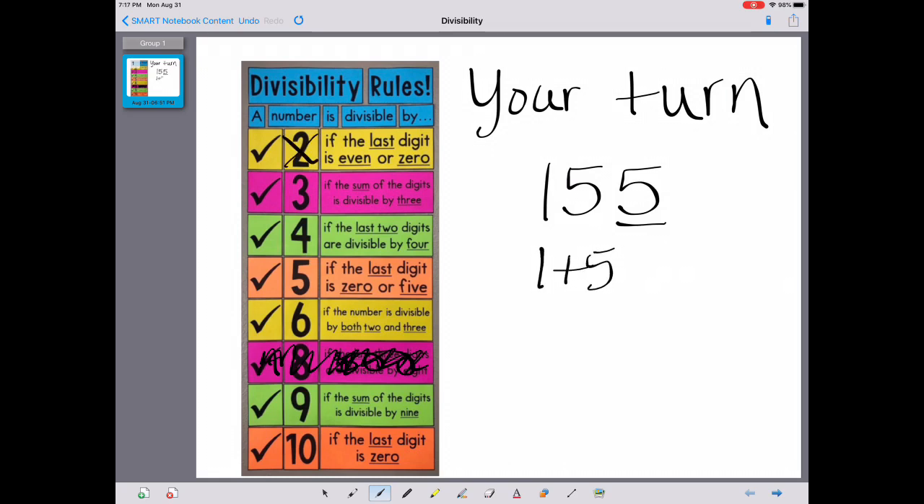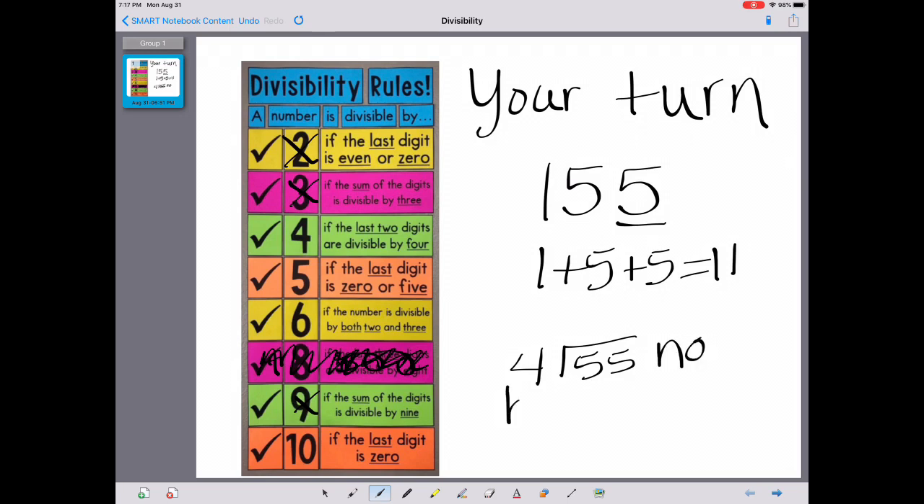155. I tried the 2 rule and it wasn't even, so I crossed that out. Now I added the digits for the 3 rule, and it equals 11, and 3 doesn't go into 11, so I crossed that out. I'm not even going to divide for the 4 rule because it's not even, so I know 4 is not going to work.